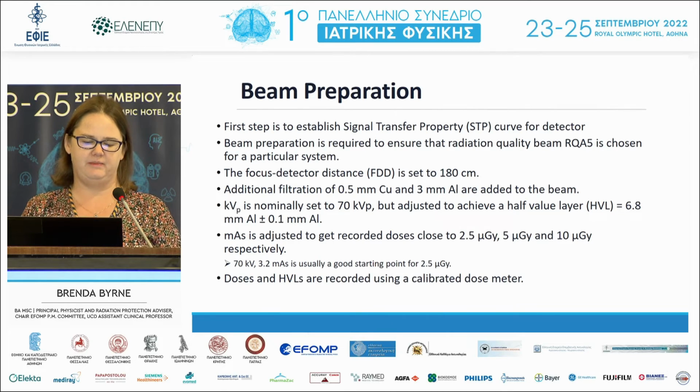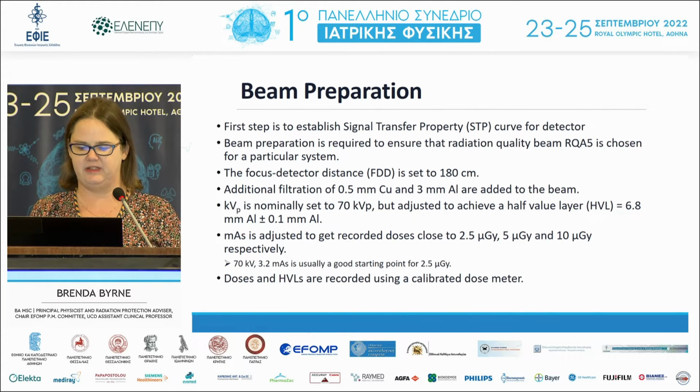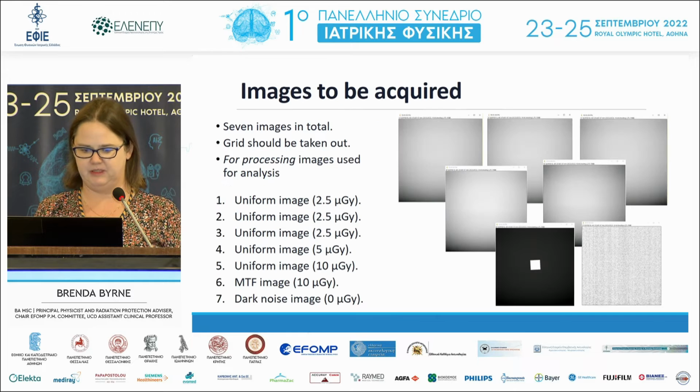And we set up the beam using typically around 70 kV, and we adjusted to make sure we're getting the right half value layer. And I mentioned that we used a spectrum analyzer at the start to make sure we had the right spectrum. And we adjusted the doses, so typically it is recommended to use between 2.5 and 10 microgray, and we measured this with a calibrated dosimeter.